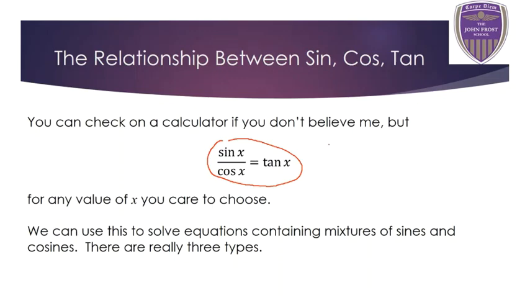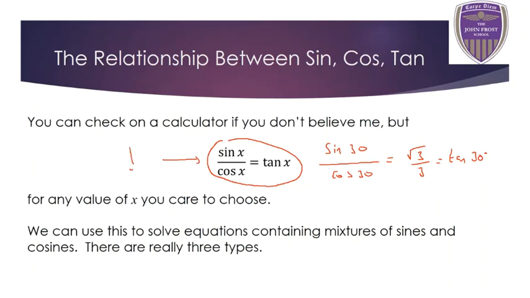x. If you want to try one example, if you type in sine 30 over cos 30, you will get some value. You're probably going to get this on the calculator from memory. And that is tan 30. You can pick any value you wanted and it will still work. So this fact here is important.